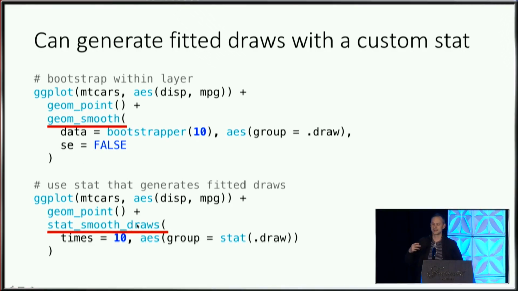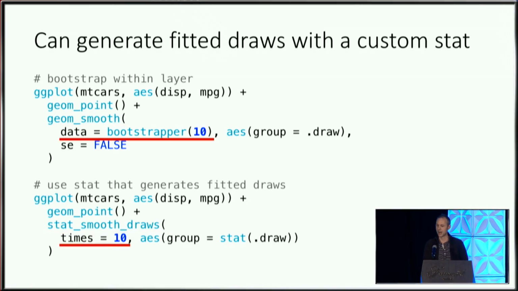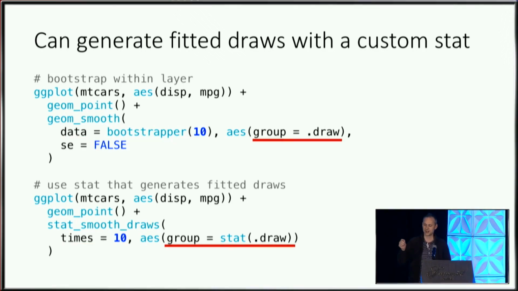So that's essentially a copy of stat smooth. It draws a smooth line, but it does it multiple times. It samples from the posterior distribution. Now I don't have to feed in the data, but I have to tell it how many draws I want, right? So this is times equals 10. And I again have to set the group, but now because the draw column is generated by the stat itself, I have to write stat of draw.